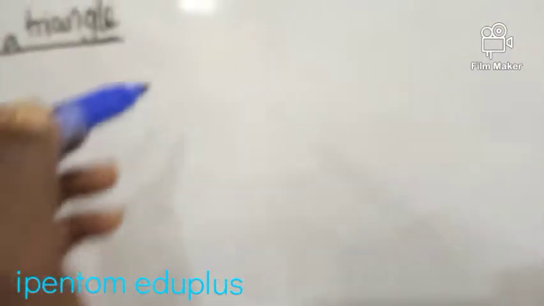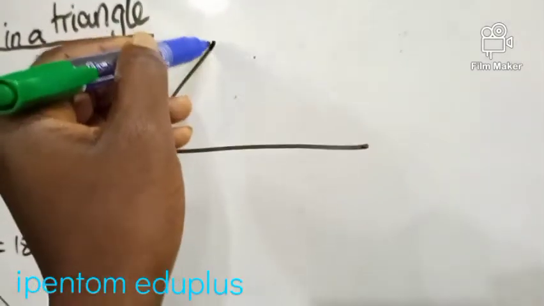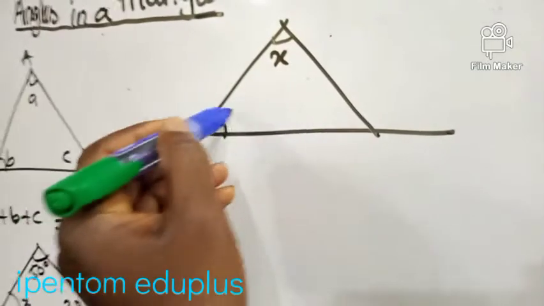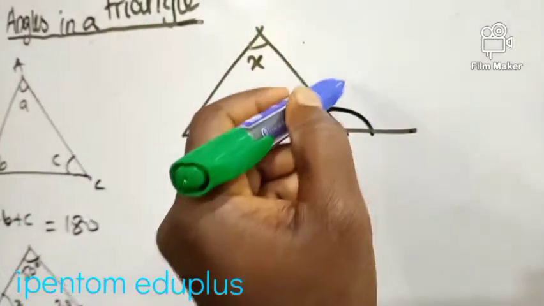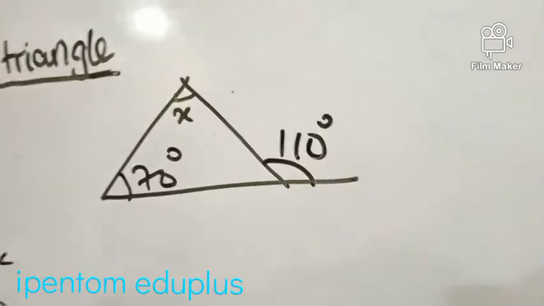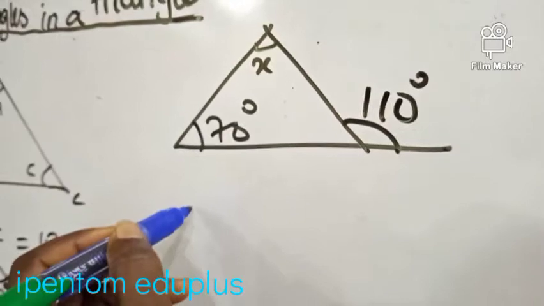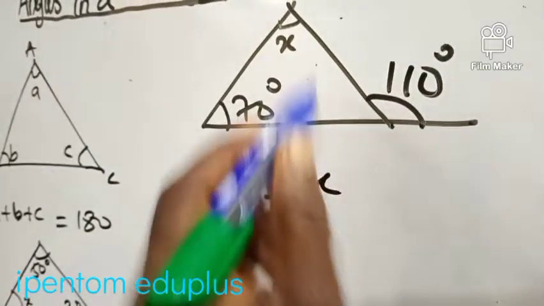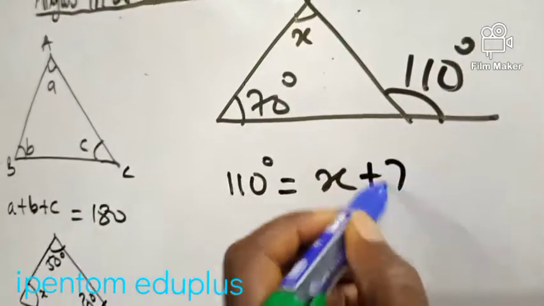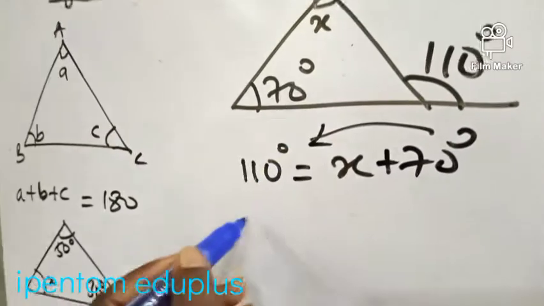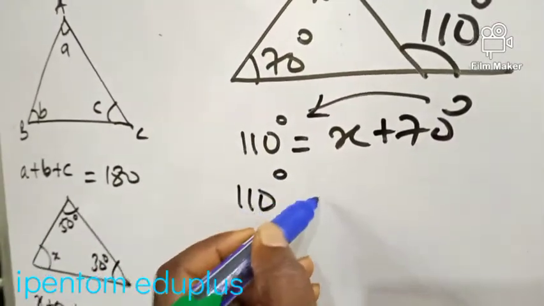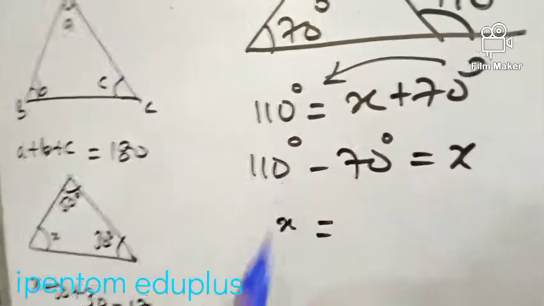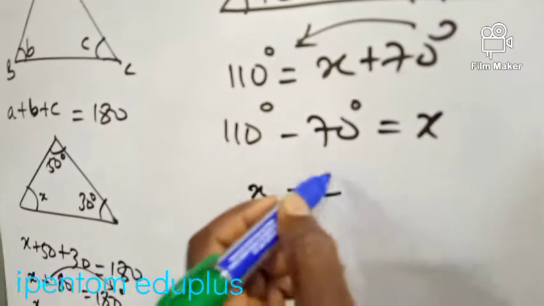For example, if we are given a triangle and we have x here, we have 70 here, and we have 110 here. And the question says we should find the value of x. So we can say 110, being the exterior angle, is equal to the sum of the two opposite interior angles, that is x plus 70 degrees. So 110 degrees minus 70 degrees will be equal to x, and x will be equal to 110 minus 70. That will give us 40 degrees.